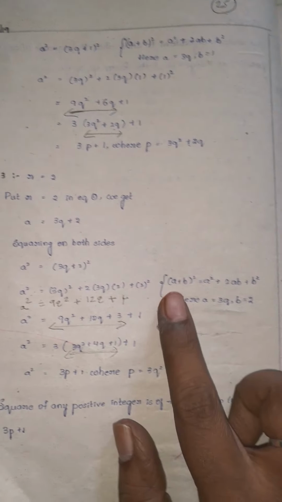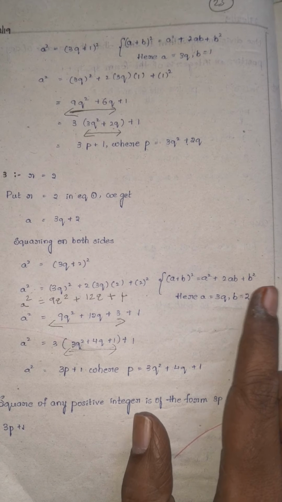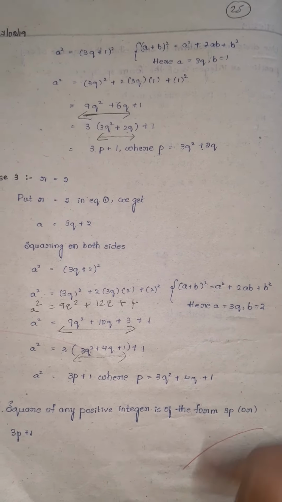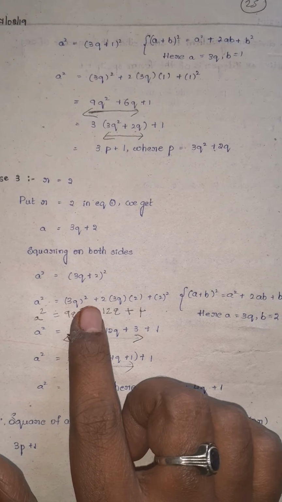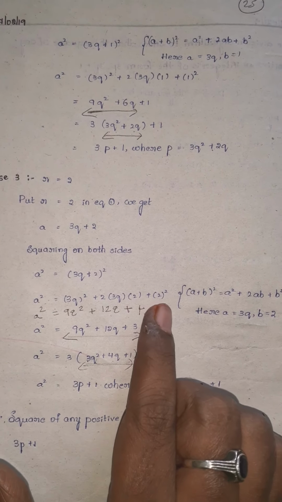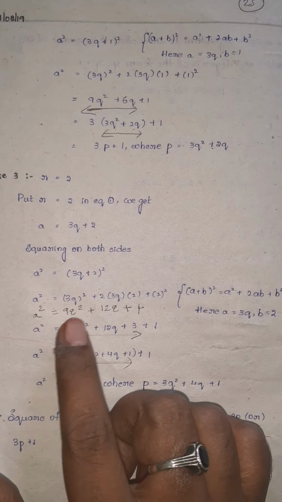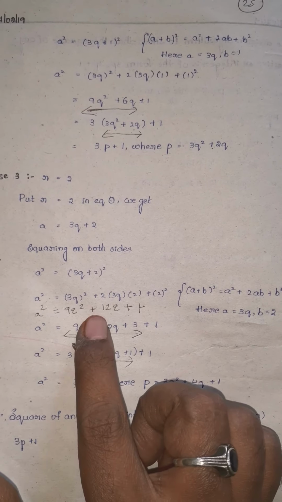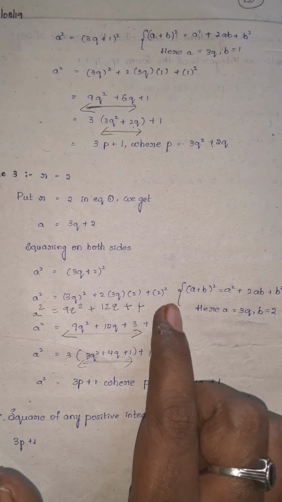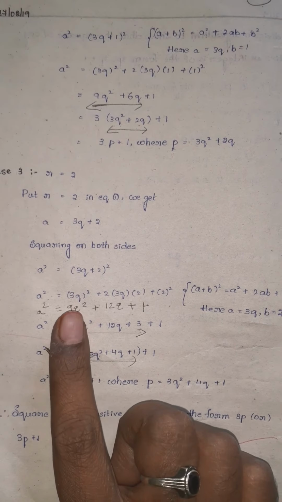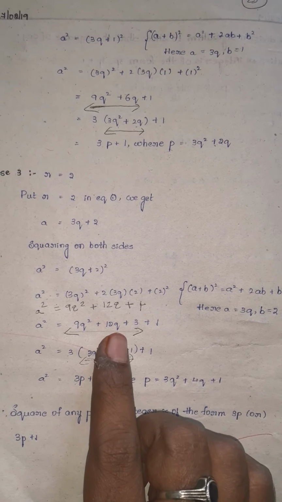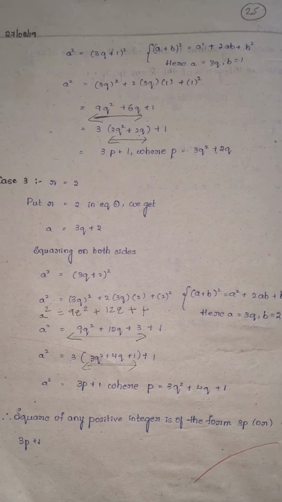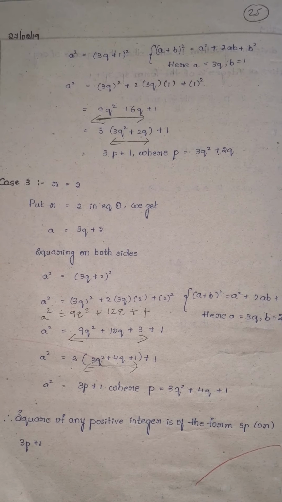Again it is in the form of a plus b whole square, which is a square plus 2ab plus b square. Here a value is 3q and b value is 2. So 3q square plus 2 into 3q into 2 plus 2 square. 3 square is 9, q square as it is. 2 times 3 is 6, 6 times 2 is 12, so 12q. 2 square is 4. In the next step I wrote the first terms as they are, and write this 4 as 3 plus 1. Why? Because our remainder is 0 or 1 only.